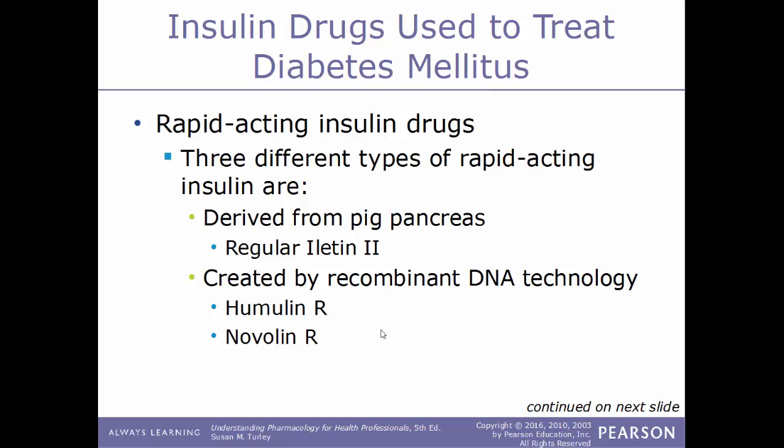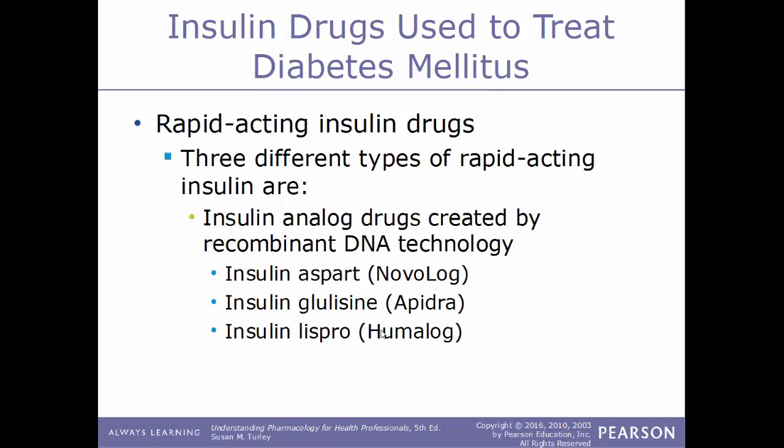You have a type that's derived from the pancreas of a pig. An example of this would be regular Iletin 2. Another type is created by recombinant DNA technology, such as Humulin R or Novolin R. And the third type is insulin analog drugs created by recombinant DNA technology, such as the 3 we talked about a few minutes ago: insulin aspart or Novolog, insulin glulisine, also known by the trade name Apidra, and insulin lispro, also known by the trade name Humalog.